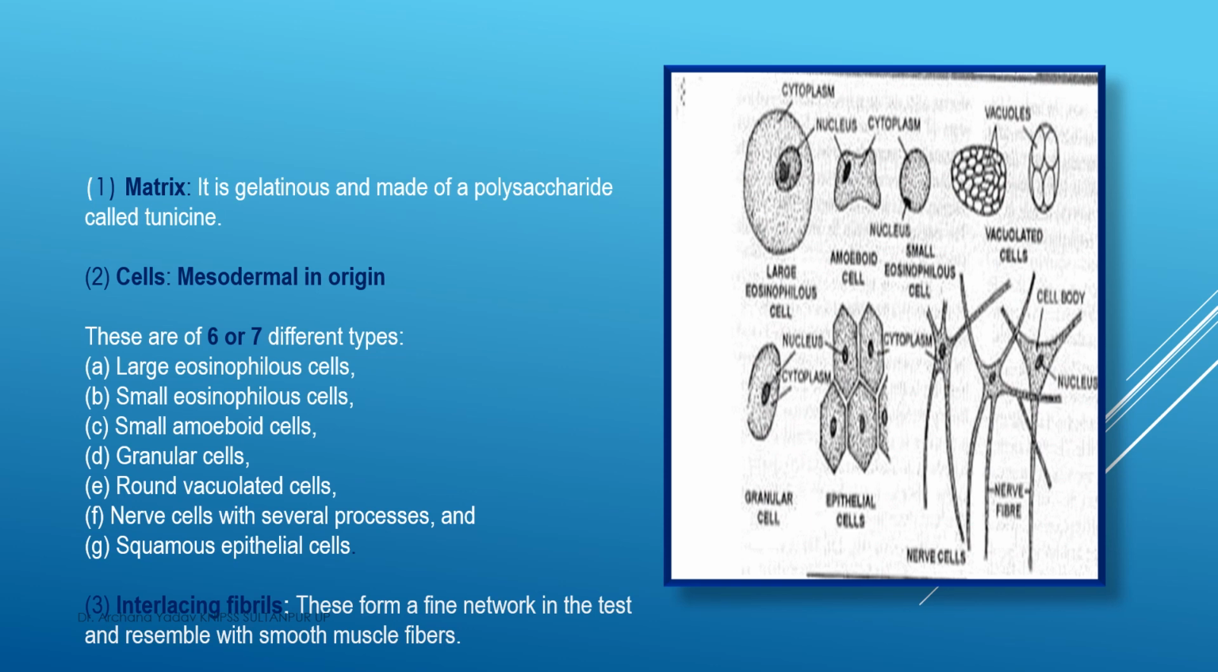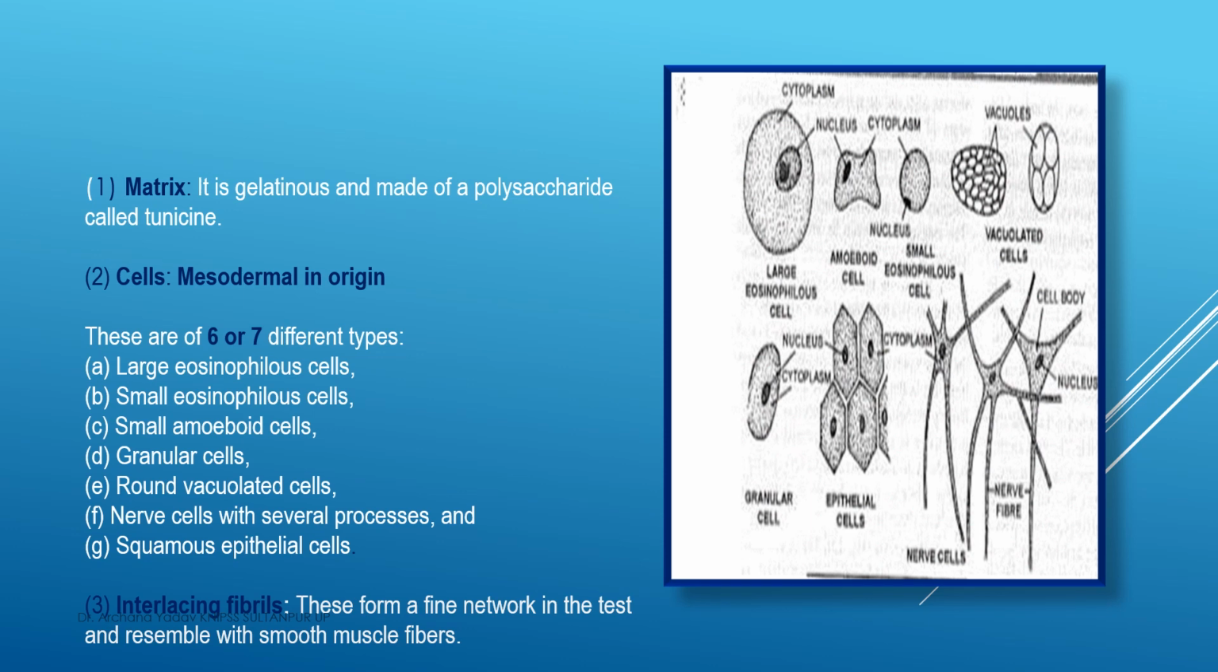Now about the matrix. The matrix is actually a ground substance which is made up of polysaccharides, also known as tunicin. It is similar to plant cellulose.